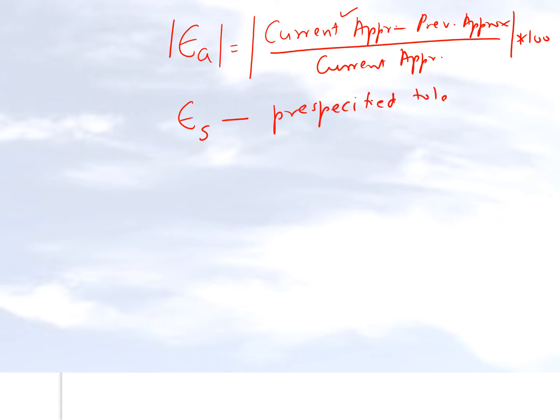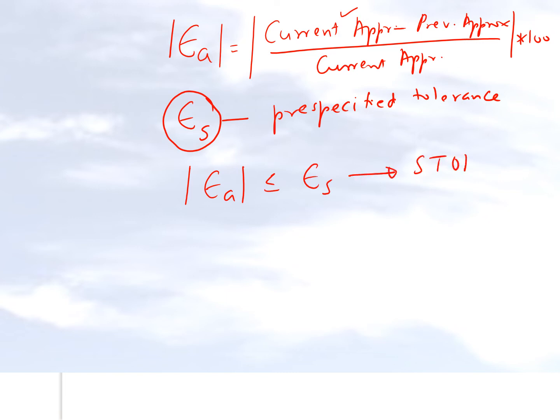What that simply implies is that you have pre-decided that you want the absolute relative approximate error to be less than some number, epsilon s, and that's when you want to stop the numerical method you are using to calculate an approximate answer. So when epsilon a is less than or equal to epsilon s, you stop your numerical method, whether it is to find the sum of a series, find the root of an equation, integrate a function, and so on.